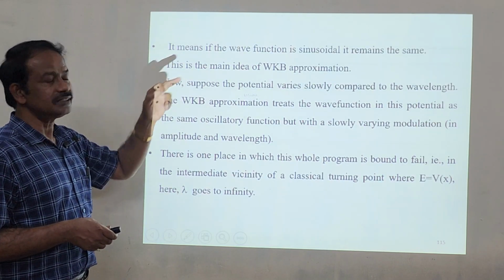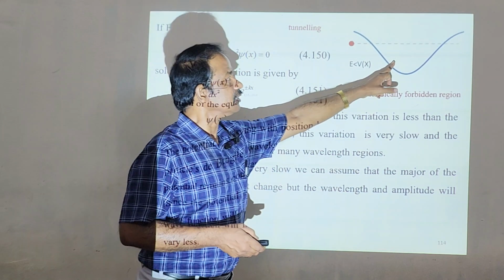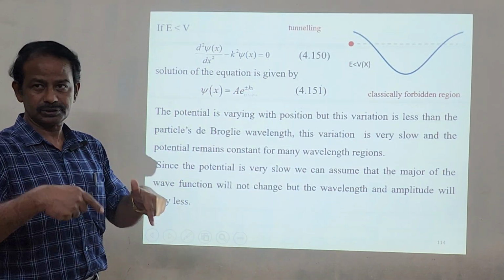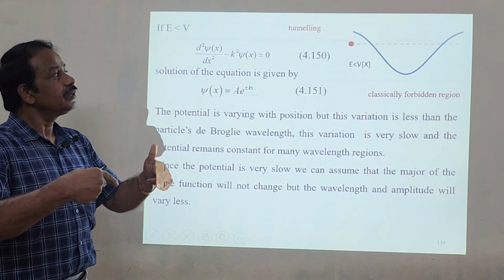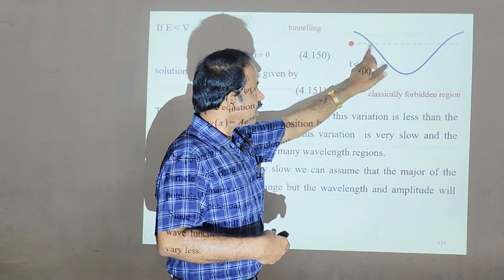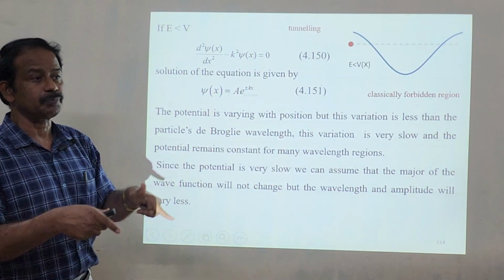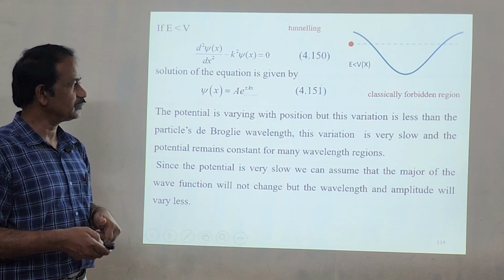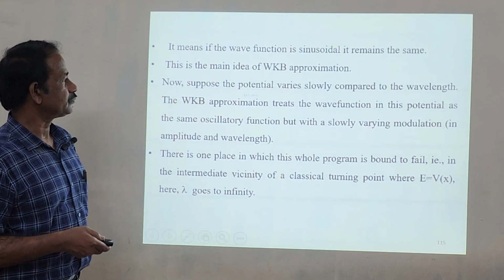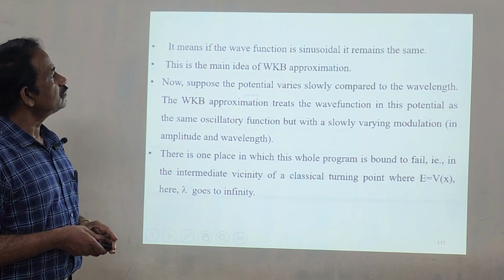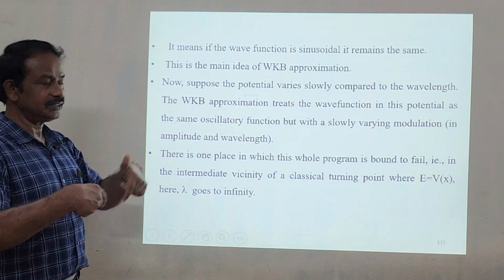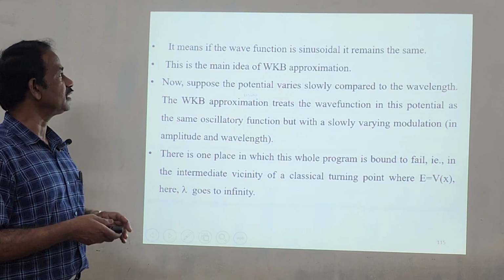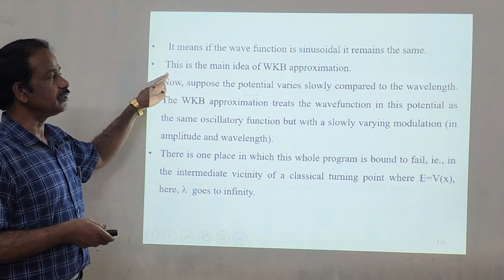Here the wave function is sinusoidal, of course. And the outer part, that is after tunneling, also will have a sinusoidal part, but it will vary slowly. So this sinusoidal form remains the same, even after tunneling. This is the main idea of the WKB approximation.